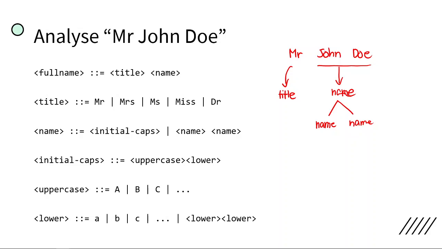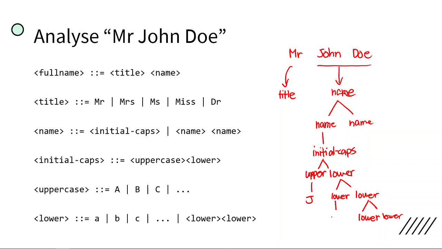If we want to go deeper, we can also break it down into lowercase and uppercase. So take John for example. The name is an initial caps, composed of uppercase and lower. The upper here is J. The lower is composed of another lower, and then lower, and then the last lower is broken down like this.